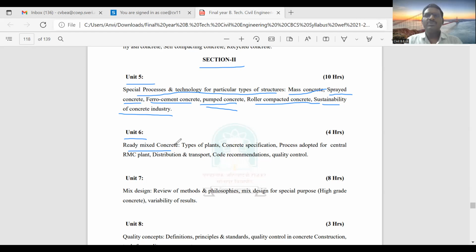Nowadays we are using that RMC concrete. It means we do not mix the concrete on site. We call the concrete from the RMC plant. We will see the types of plants in this particular unit. Then concrete specification, then the process adopted for a central RMC plant. So how the plant is working. There are computerized automatic plants, so we only have to give the inputs, such as how many kg of cement are required for 1 meter cube, that is 8 bags.